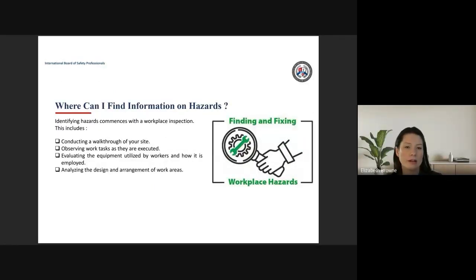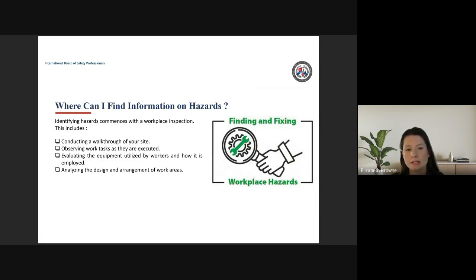All right, so how can I find out information about hazards? Let's say I recognize a hazard. I've conducted a workplace inspection using my hazard checklist, conducted a walkthrough of my site. We want to always look at, when doing hazard assessment, evaluating the work tasks and how they're executed. So what is the operator doing and how are they doing it? And then also evaluating the equipment that's utilized by the workers. Is it properly guarded? Looking at all of the potential things. So how is the work being done and the equipment, finding and seeing those hazards as well.